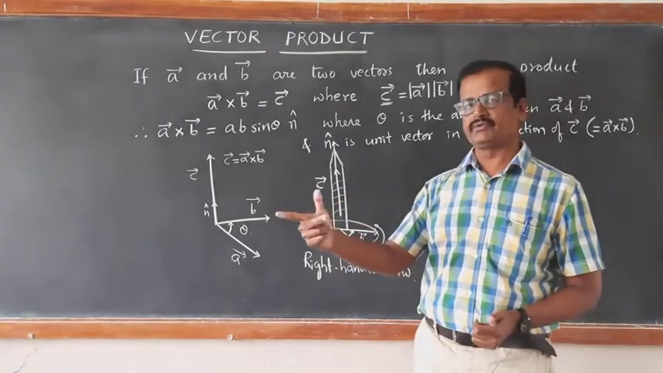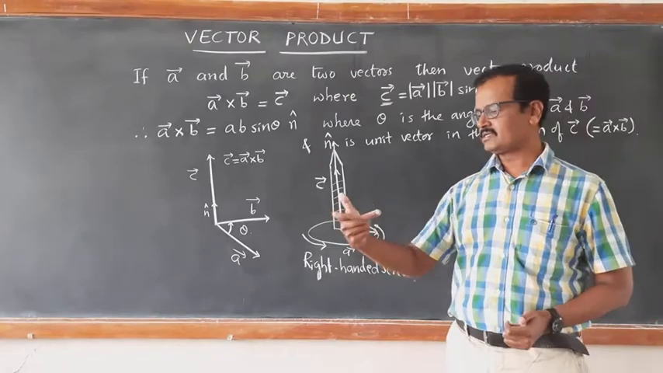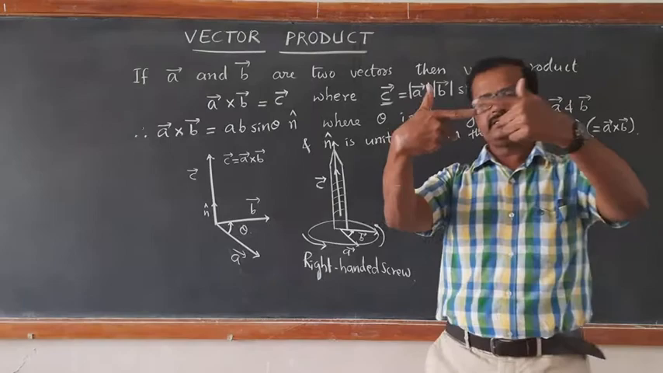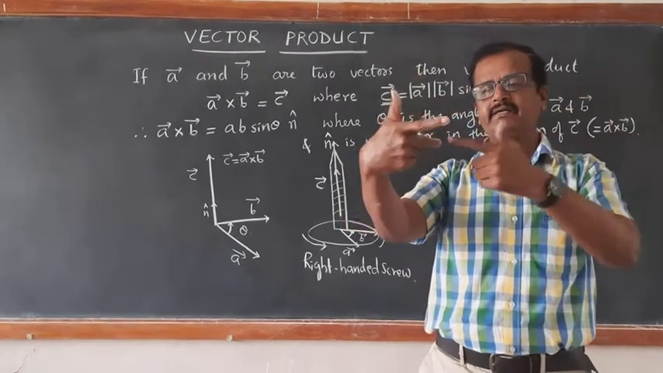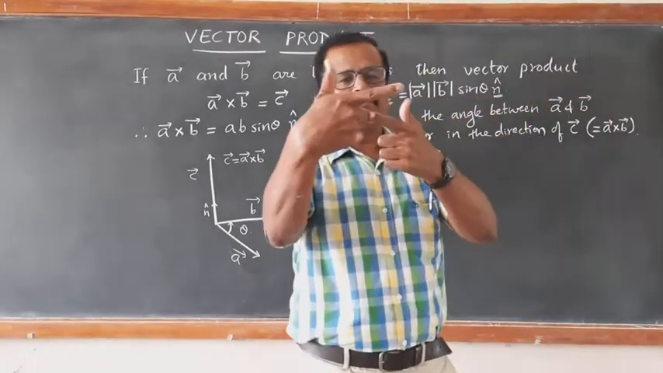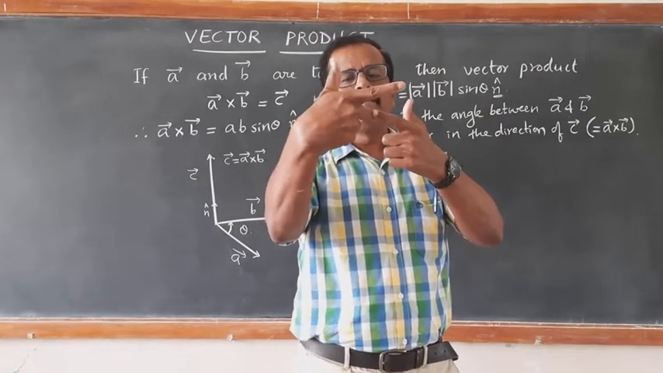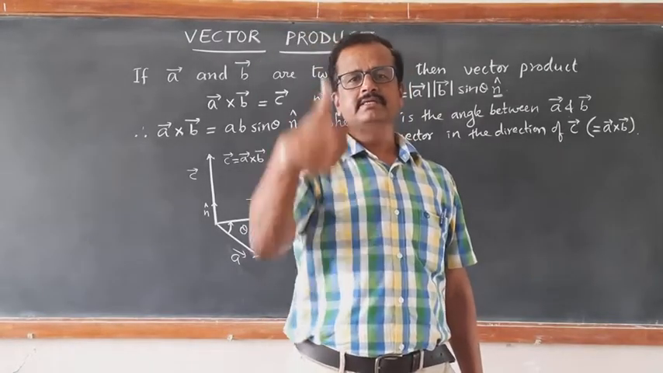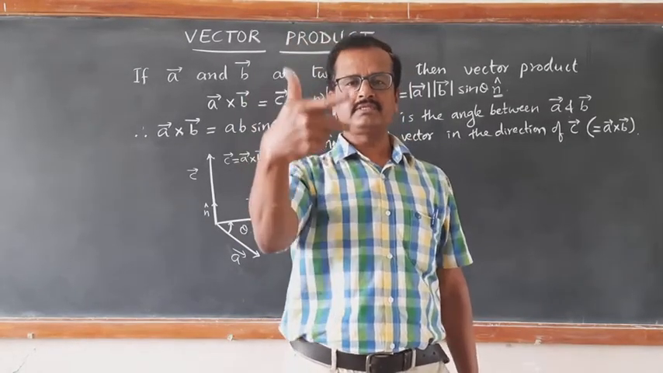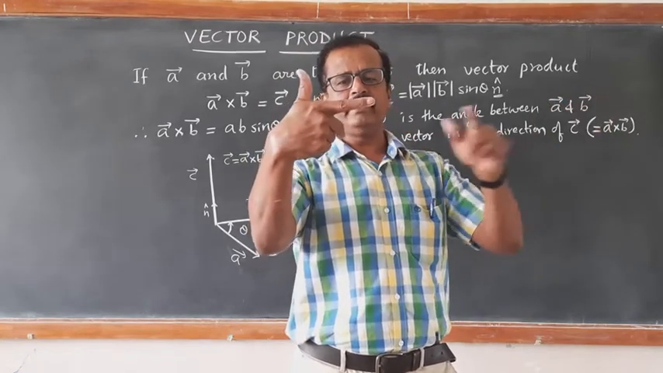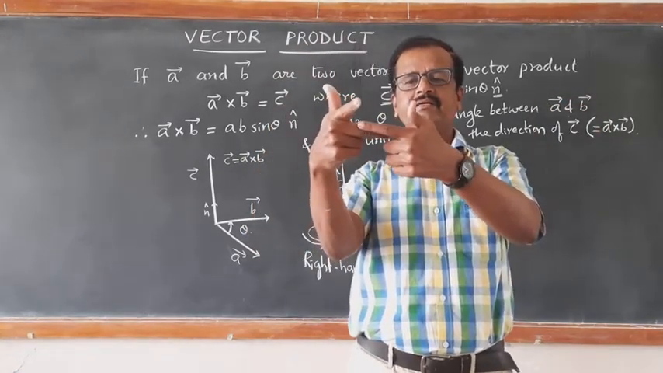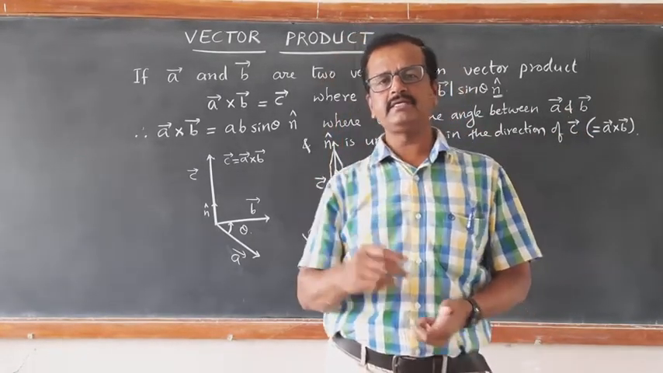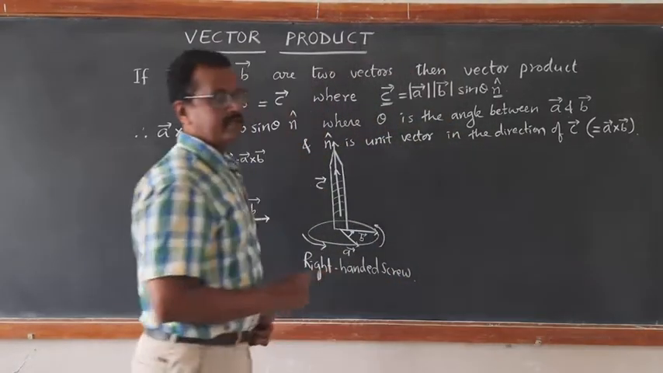Or you can stretch these two fingers. Suppose the forefinger represents vector A and the central finger represents vector B. Then the thumb represents the vector C. When you turn it, it represents vector C vertically upwards. That is the right hand thumb rule.